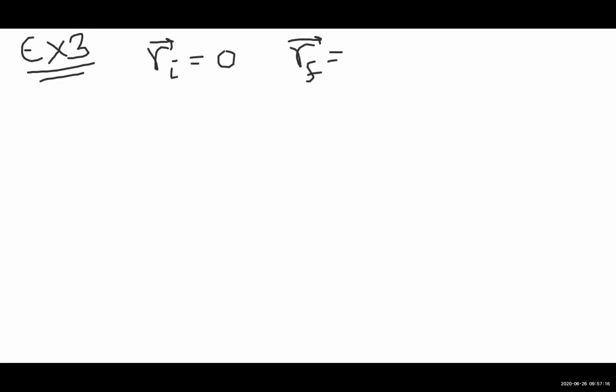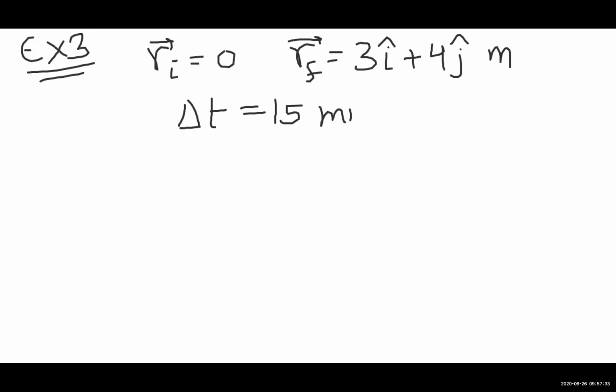Yeah, so examples 3, 4, 5 are very, very easy. Example 3: initial position vector is 0. Final position vector is 3 i cap plus 4 j cap meters. Delta t is 15 minutes.